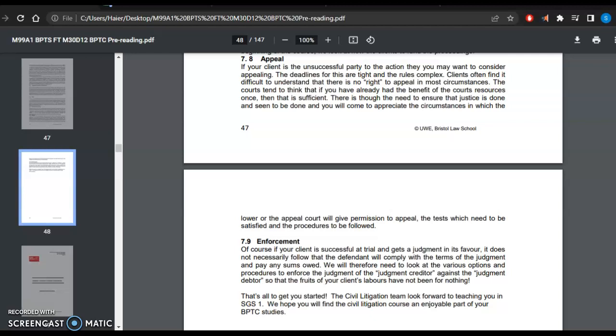So after the trial has been concluded, the plaintiff could go to the court for enforcement if the judgment debtor is not complying with the decision of the court, and we shall discuss all of it in detail in the future lectures.